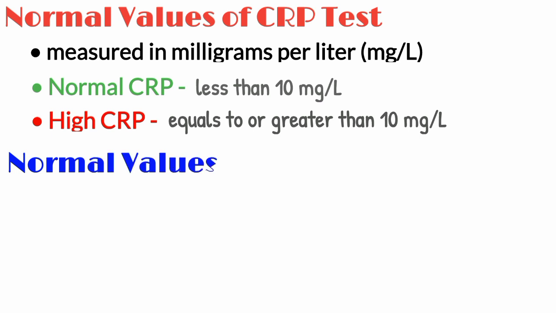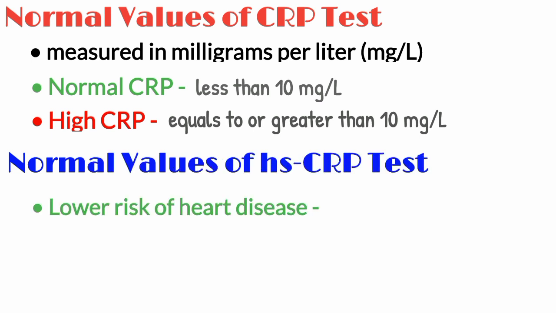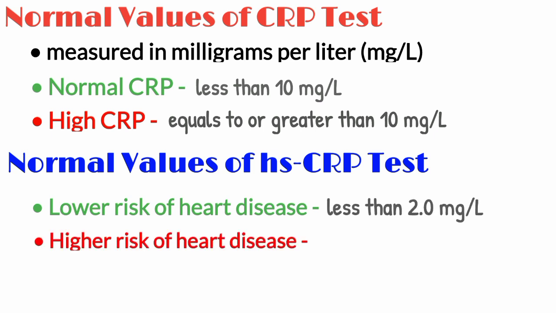Normal values of hs-CRP test. You have lower risk of heart disease if your hs-CRP level is less than 2 milligrams per liter, and you have a higher risk of heart disease if your hs-CRP level is equal to or greater than 2 milligrams per liter.